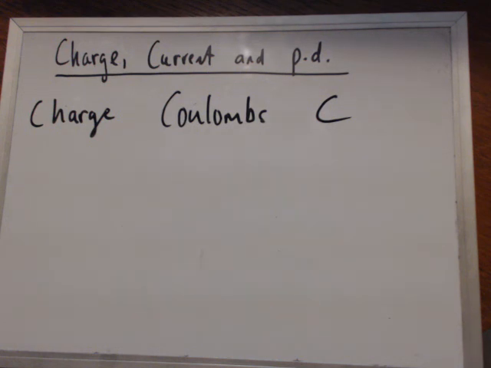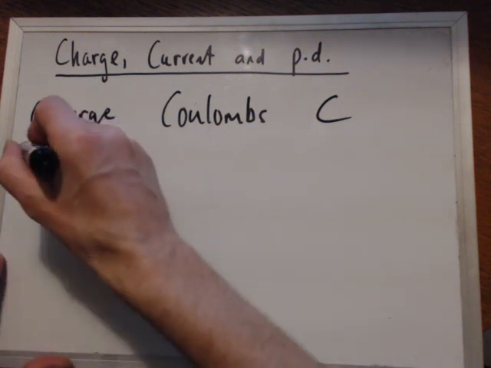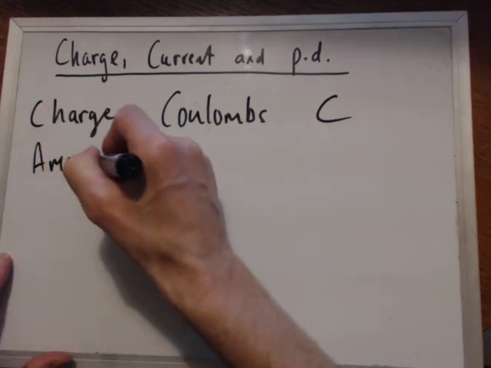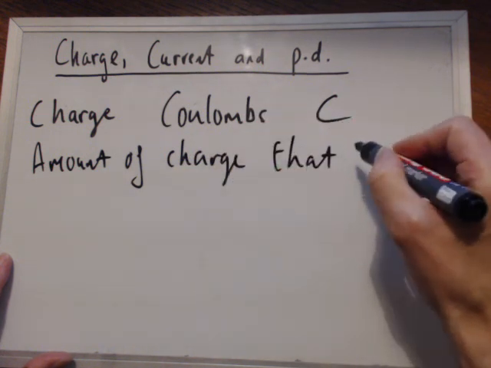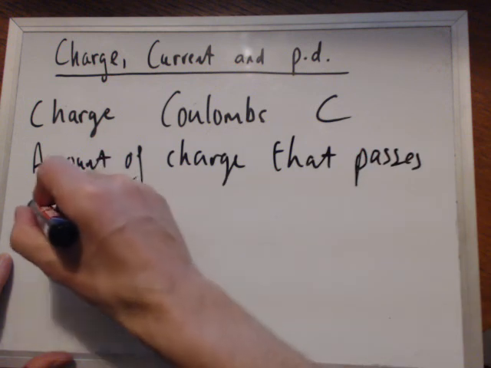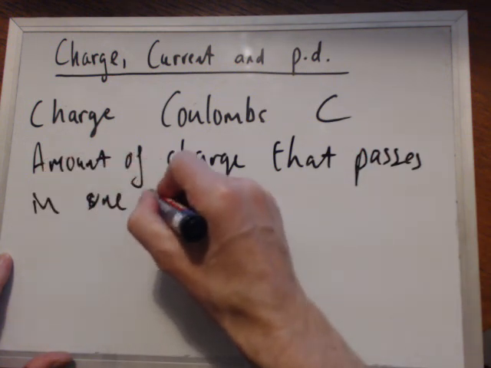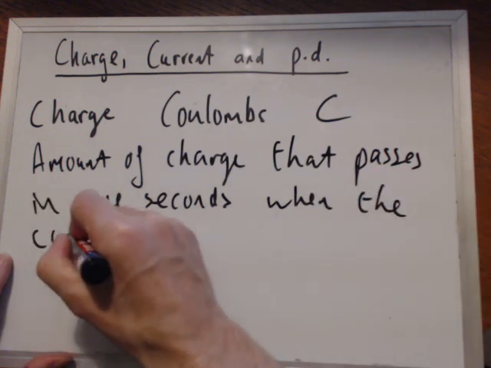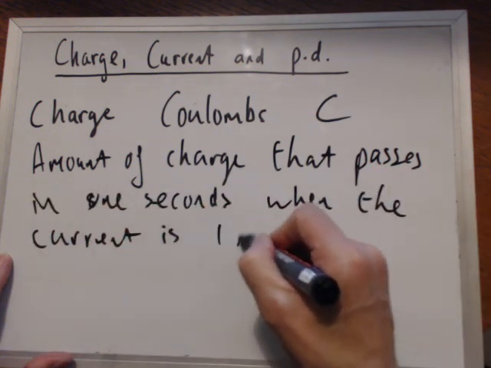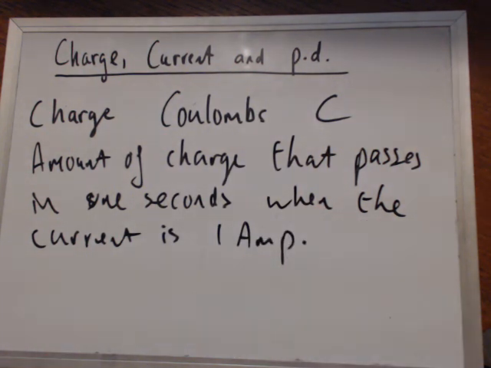And the coulomb is defined as the amount of charge that passes in 1 second when the current is 1 amp. So we get from here some equations.